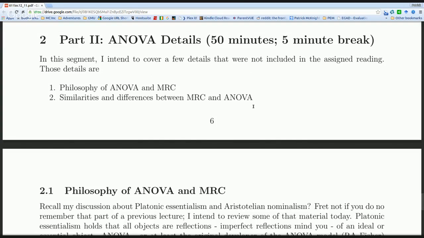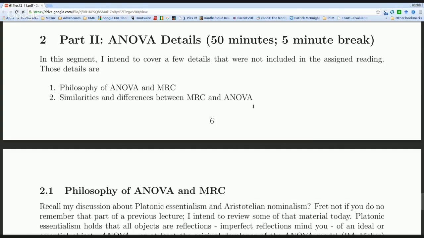So we're on the second video for this lecture, and this is the first ANOVA lecture. During this lecture, what I really want to focus on is a much more limited scope. Even though it says 50 minutes, it won't take 50 minutes to go through this material. There are 2 points that I want to make.